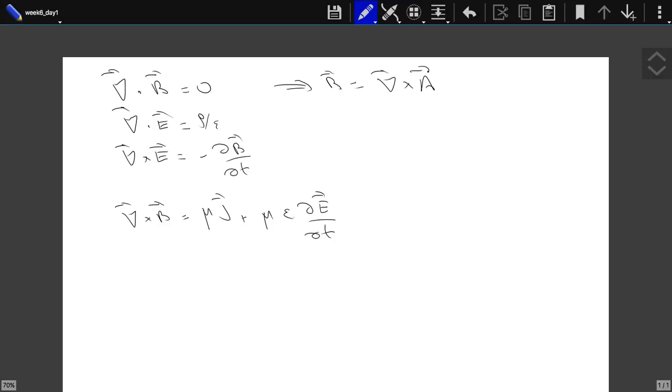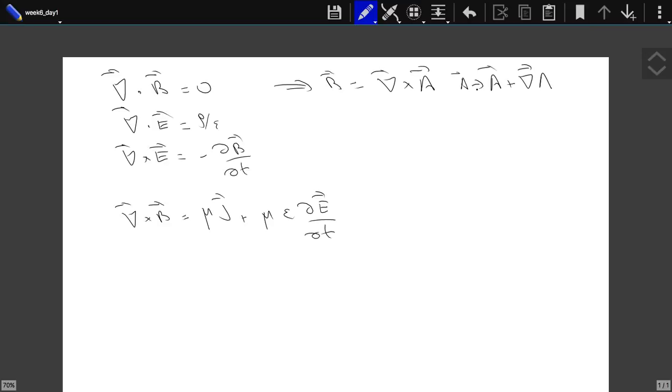If A corresponds to a given B field, so does A plus the gradient of some function lambda. It corresponds to the same B field. So the A is not unique, so to determine a given possible A, we will be imposing some additional constraints on A to be able to choose a single A.